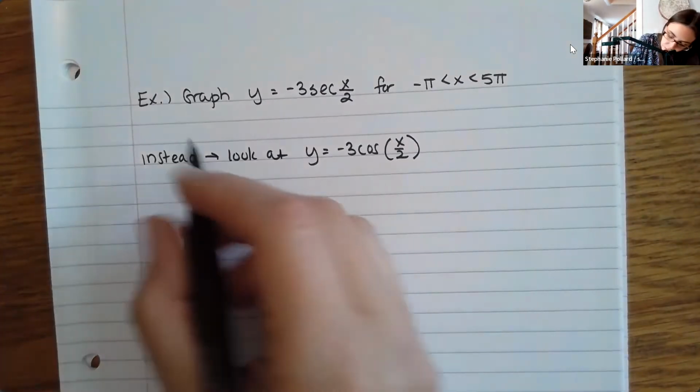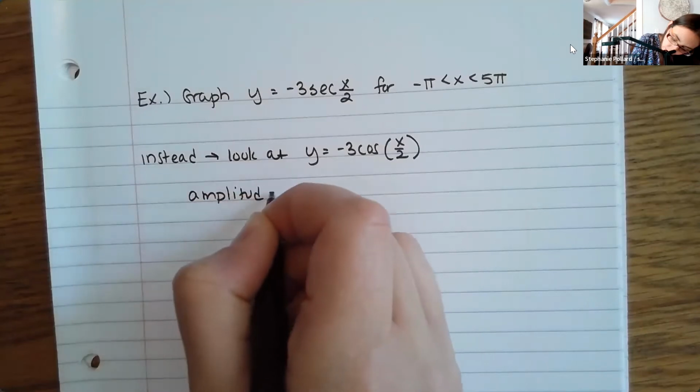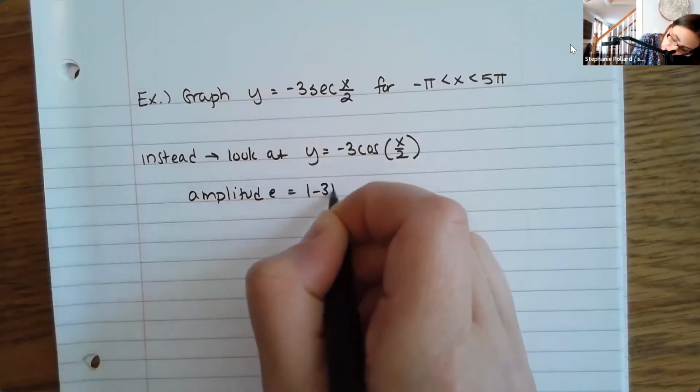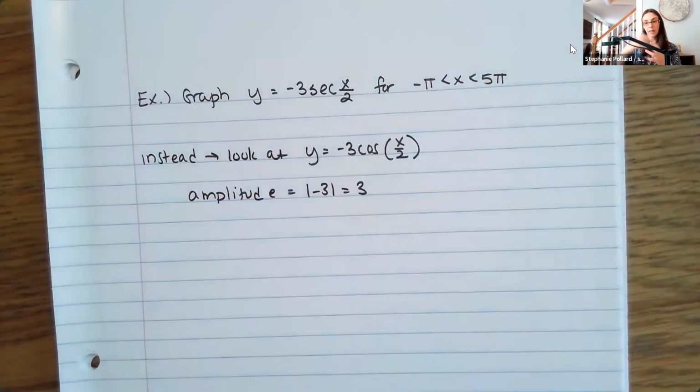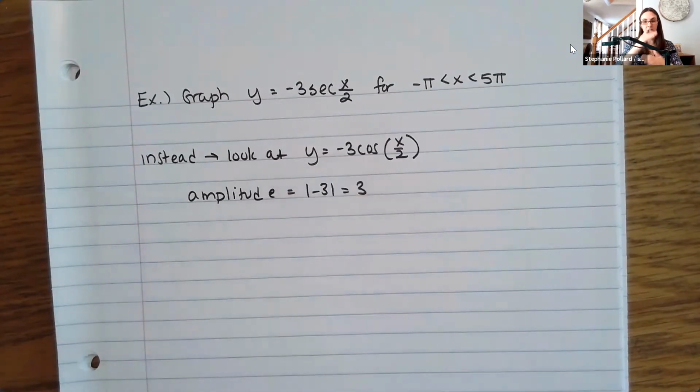My amplitude here is the absolute value of -3, which is 3. Now I don't have a vertical shift, so that 3 and -3 will be my max and min values. I do notice it's a negative though, so what's going to happen is you are going to have a flipping. It's going to look opposite than what it normally does.